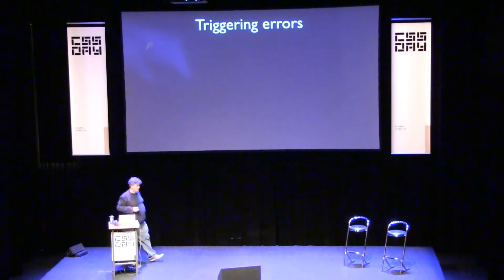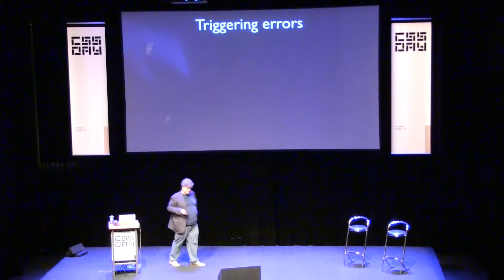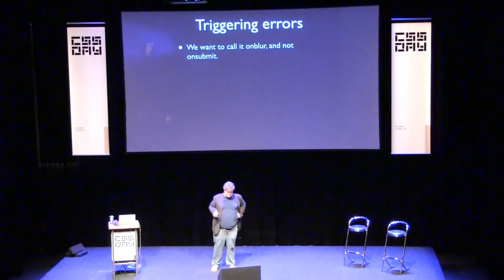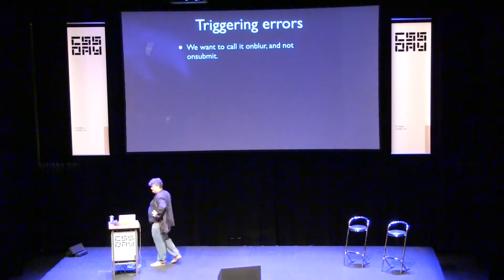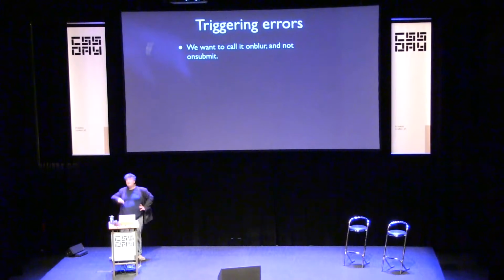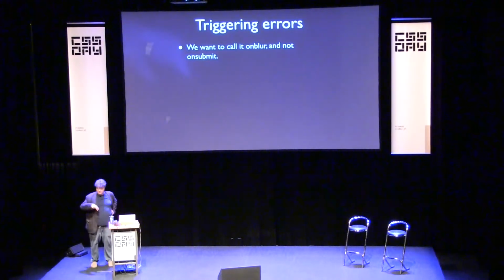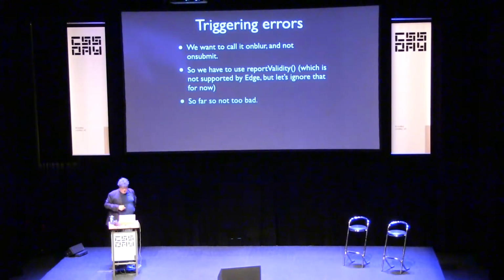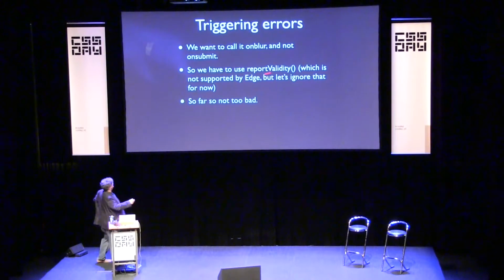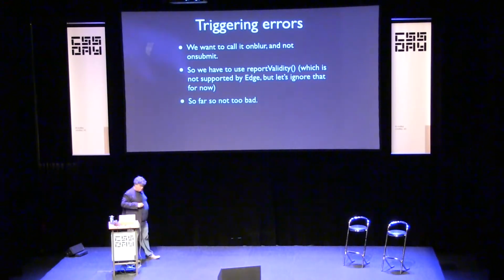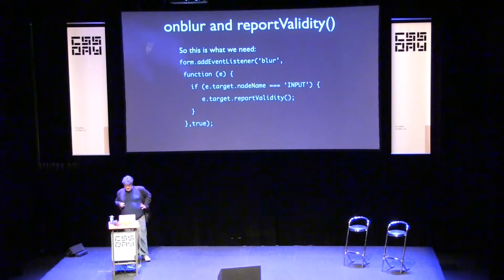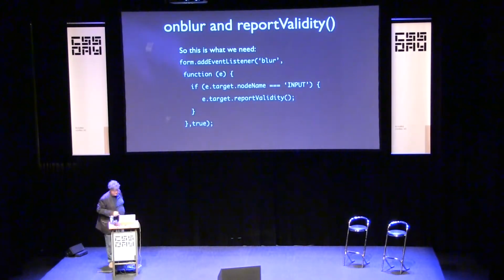So how are we actually going to trigger our native error messages in browsers? Remember, we want to call that onblur because that is the superior form validation timing. We don't want to call it onSubmit. Well, you can call them onSubmit. It's fine as a fallback method, but onblur is much more user-friendly. So, we have to use report validity. By the way, report validity is not supported in the version of Edge I tested. I hope support comes soon. But let's ignore that for now, because we're on a roll, right? So this is what we are going to need.